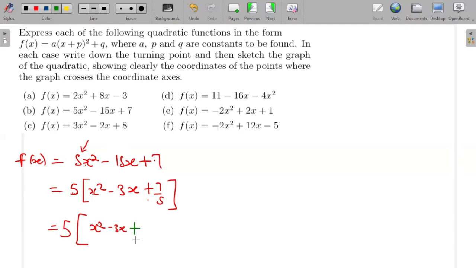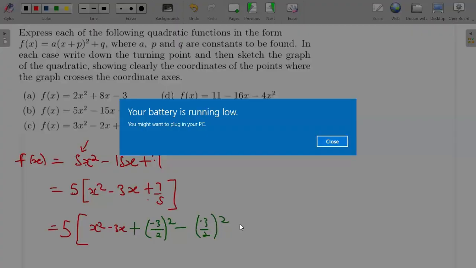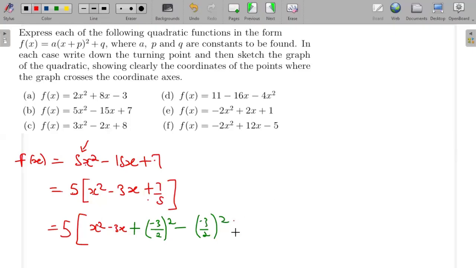So it will be plus, okay? So you always get the coefficient of x. So coefficient of x is minus 3 over 2 in the brackets, squared. And then you say minus the same thing, squared. And then I continue with my plus 7 over 5. Okay, so that's what we do there.